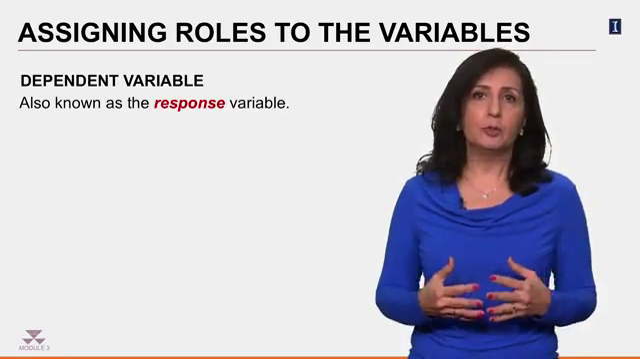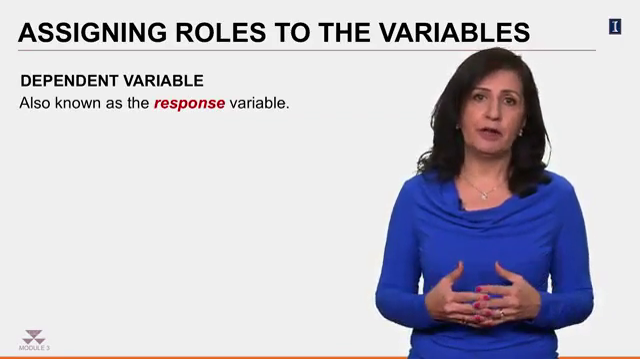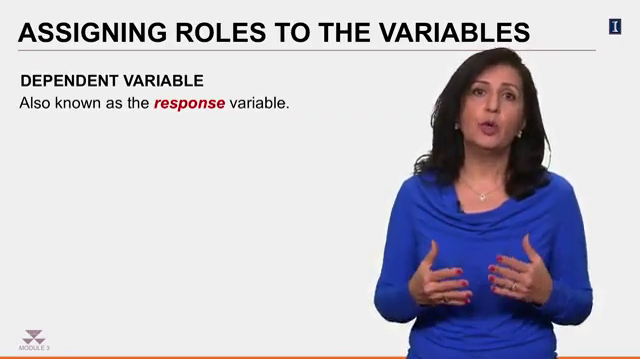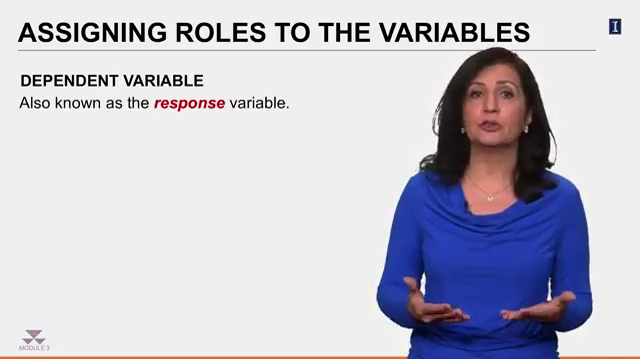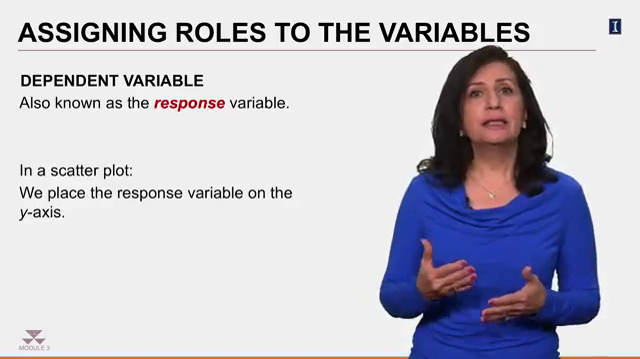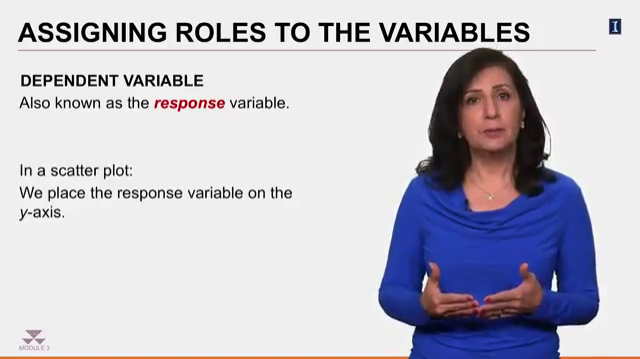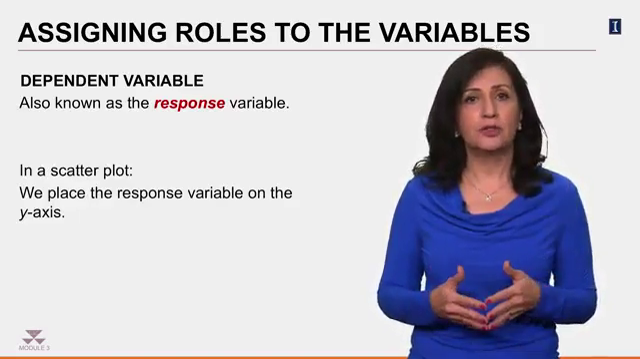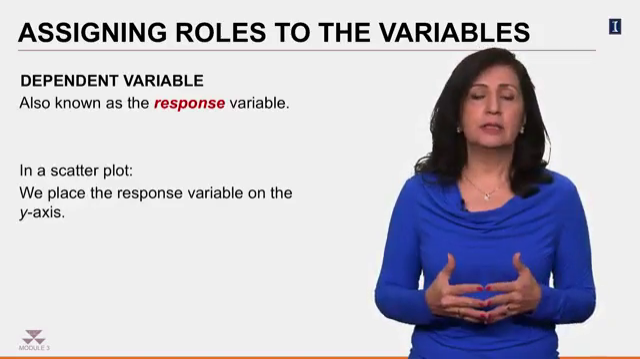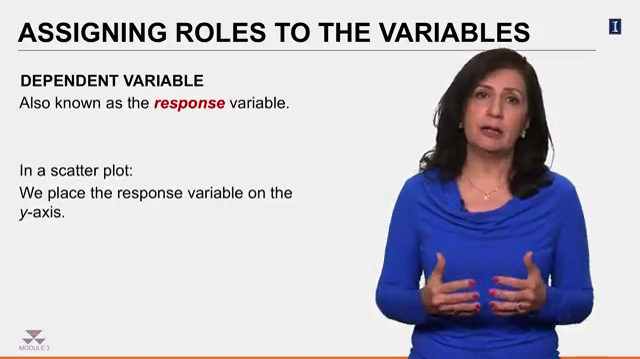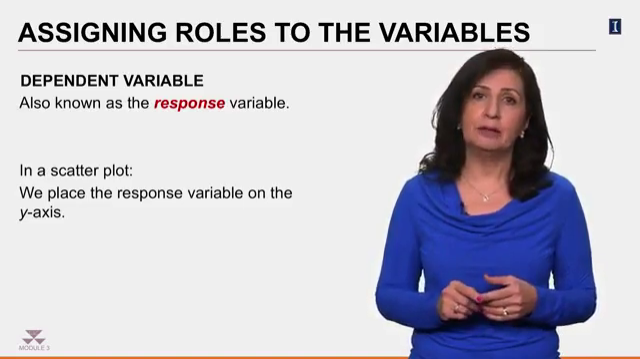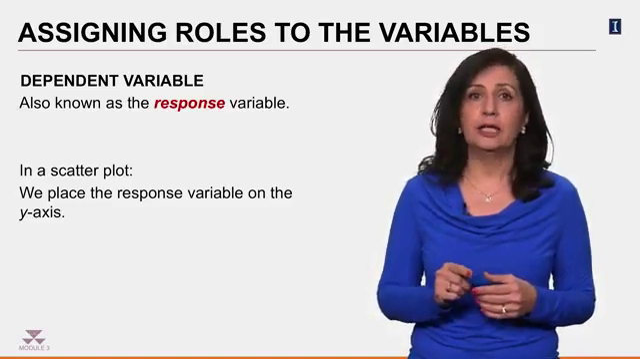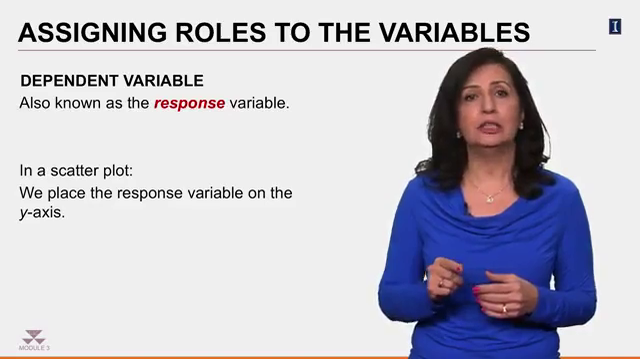The dependent variable is also known as the response variable. It is the variable that we wish to understand or predict. In a business example, this might be sales or demand. For the scatter plot, we place the response variable on the y-axis. A regression model is considered a simple linear regression when there is only one dependent variable and one independent variable, and the relationship between these two has a linear form.